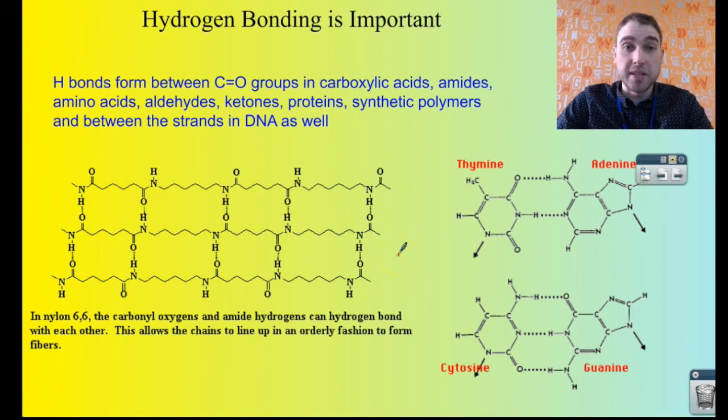And that means the nylon has a fairly high melting and boiling point. If we look at DNA over here, between adenine and thymine, these are two nucleotides. The adenine has a nitrogen-hydrogen bond over here, and over here on the thymine we have a carbon double bond oxygen bond, and we get attraction between those. Like I said, that's what holds these together in the DNA strand, the double helix. And that's very important biologically.